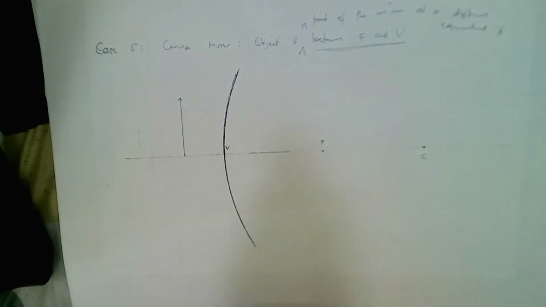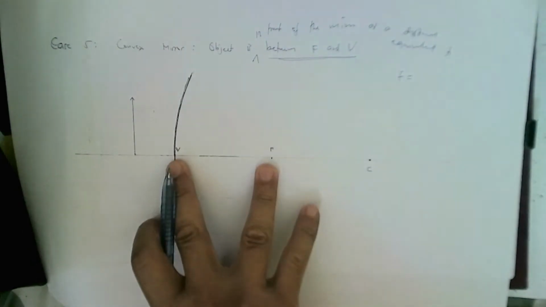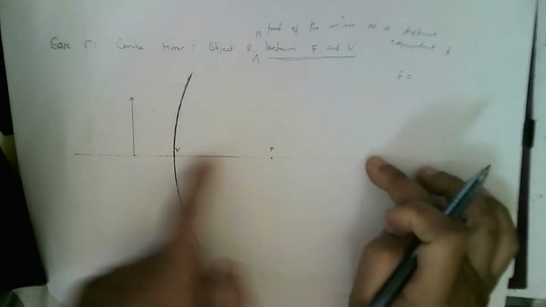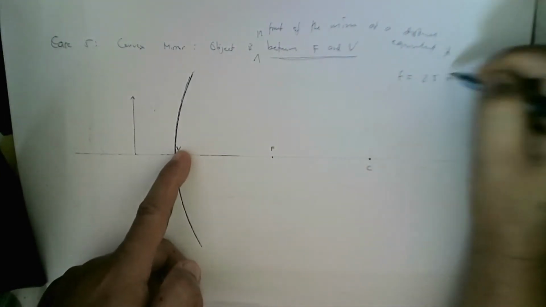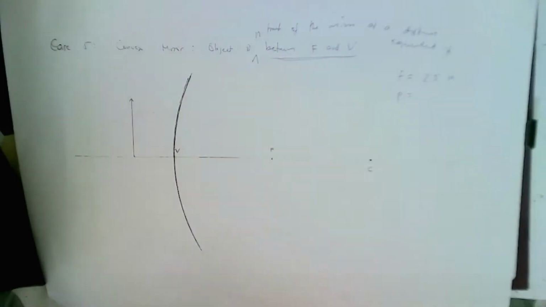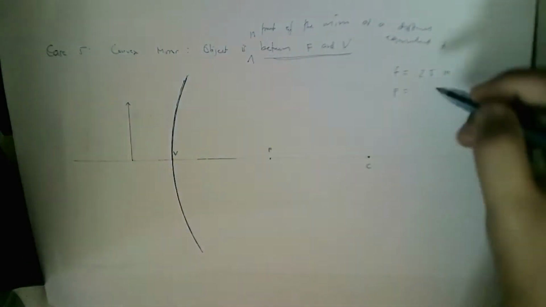Okay? And then, so here, what do we know? Well, we know that the F is 2.5 inches because remember, center of curvature to here, that's 5. So this must be 2.5 inches. How about the object distance? We know that the object is 1 inch away.